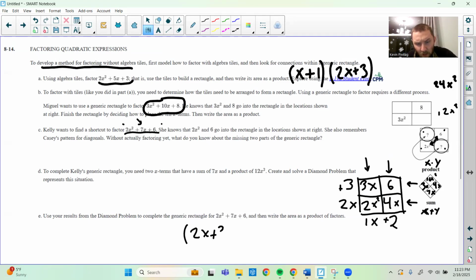2x plus 3 is up the side, and 1x plus 2 is across the bottom. Okay, so that's all of problem 14. Hopefully you've been copying that down in your notebook with me.